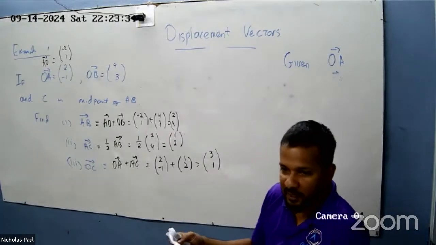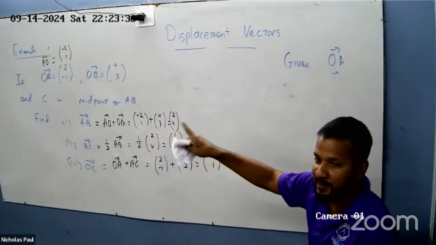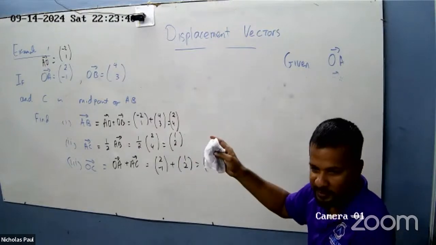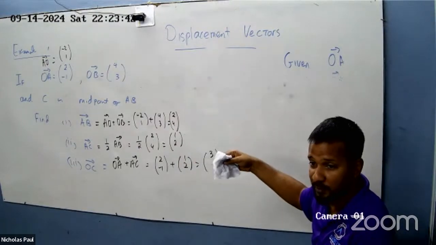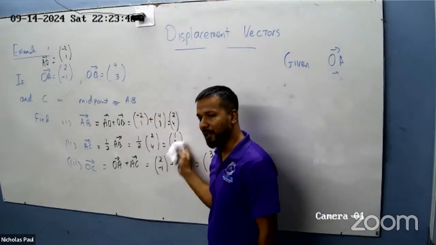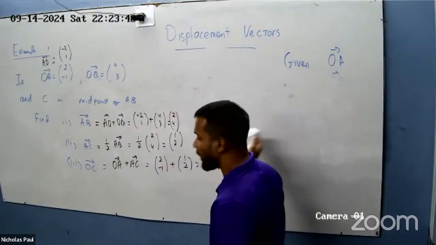Sometimes in vectors, you don't get numbers, right? You get letters. So they say O to A is small e, O to B is small c, but you do the same working. Same working, but instead of numbers, you're just working with letters. That's all, right? I'll give you one less now.